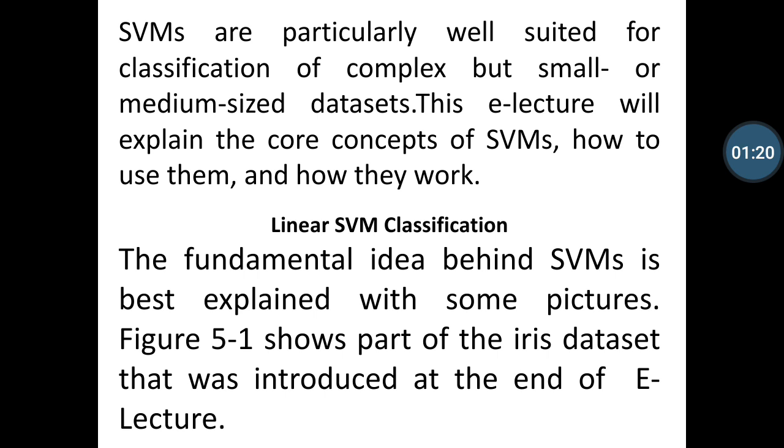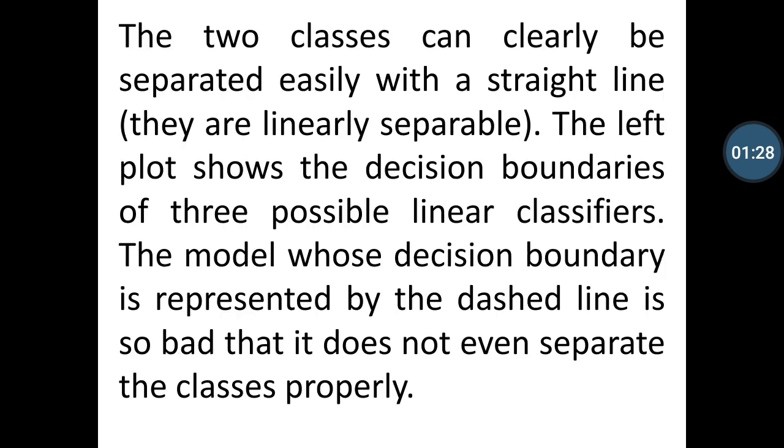As in the next slide, you see figure 5.1, part of the iris dataset that was introduced at the end of the lecture. The two classes can clearly be separated easily with a straight line. They are linearly separable. The left plot shows the decision boundaries of three possible linear classifiers. The model whose decision boundary is represented by the dashed line is so bad that it does not even separate the classes properly.